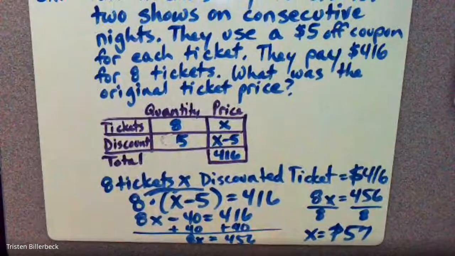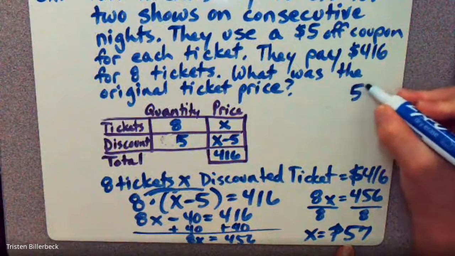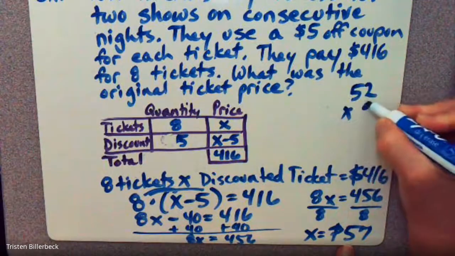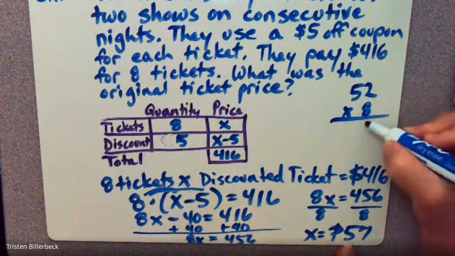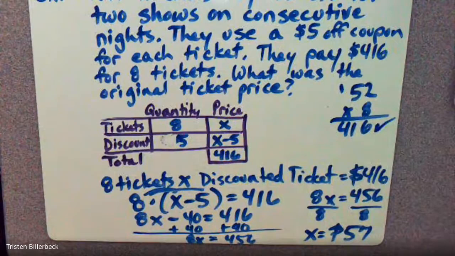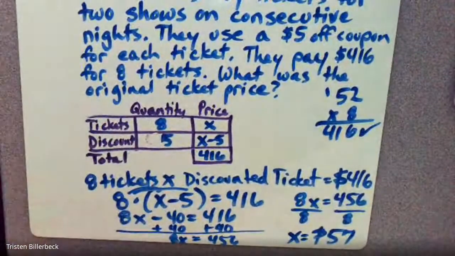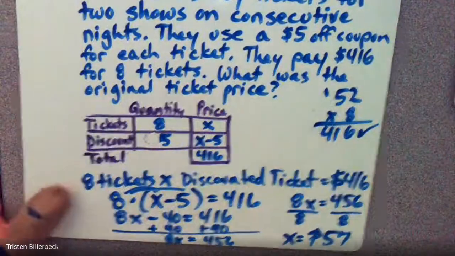Okay, and again, we could check that. So if we take $5 off 57, that's 52, multiplied by 8, and that gives us 16,416. That's a check. Okay, so please check your work, especially when you're on the test.